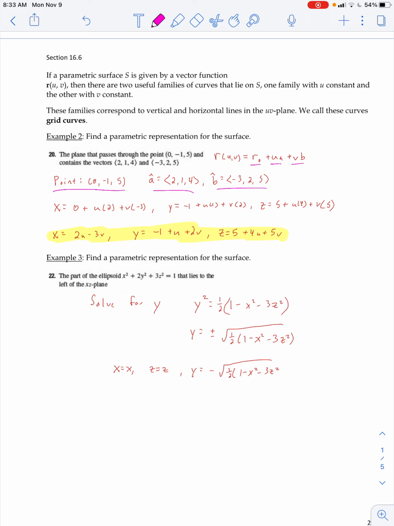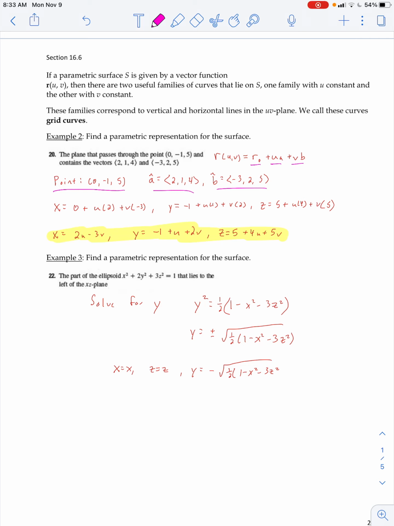So what I'm doing is taking the point, adding the a vector, and then adding the b vector. We're given a point and two vectors that also lie on the plane, and we're going to be able to reparameterize this in terms of u and v.